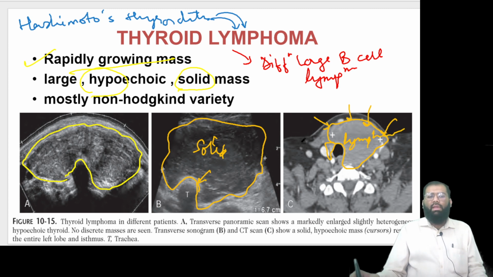Okay. Along with that, if it is lymphoma, you can see other lymph nodes in the neck or in mediastinum. So always you have to evaluate further, that is neck region and the mediastinum, whenever it comes to evaluation of lymphoma. Okay.